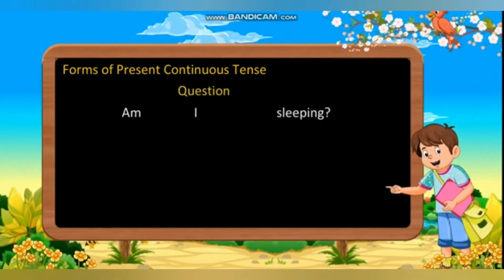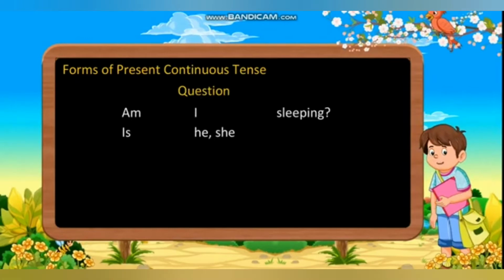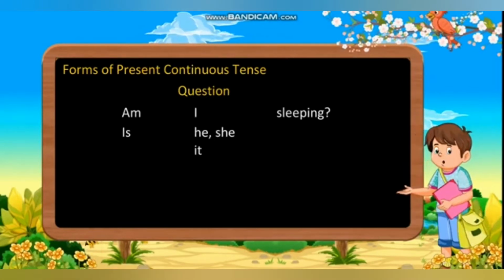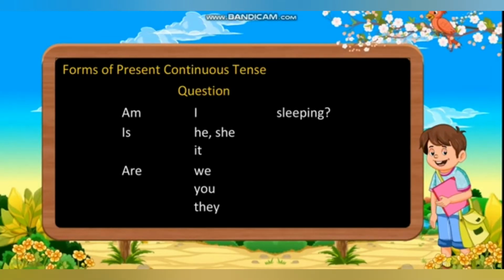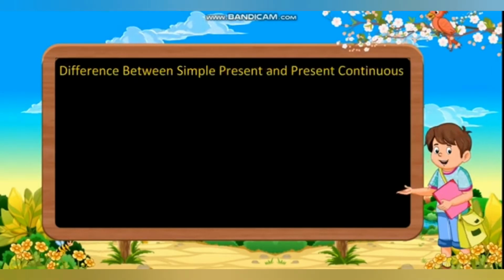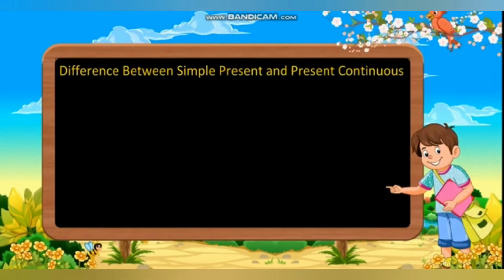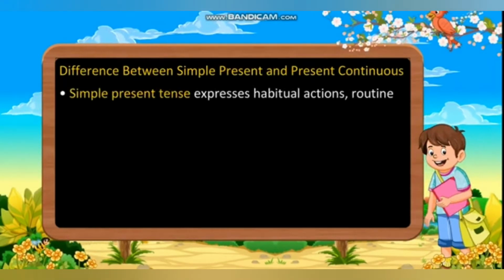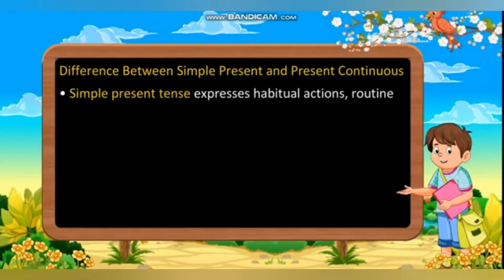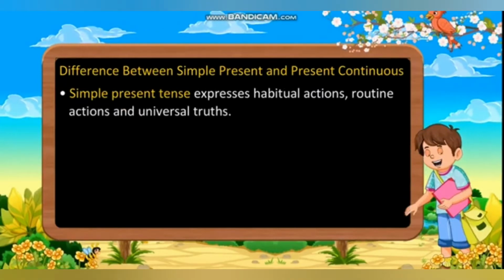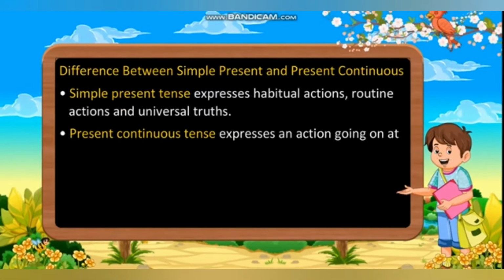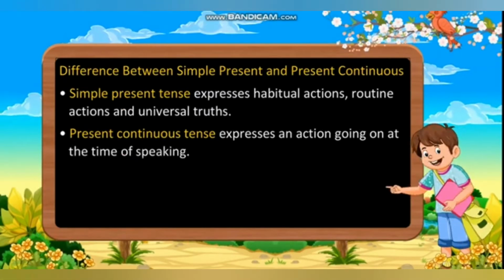Question: am I sleeping? Is he sleeping? Is she sleeping? Is it sleeping? Are we, are you, are they? Difference between simple present and present continuous. Simple present tense expresses habitual action, routine actions, and universal truth. Present continuous tense expresses an action going on at the time of speaking.